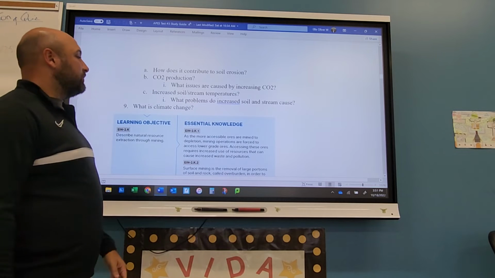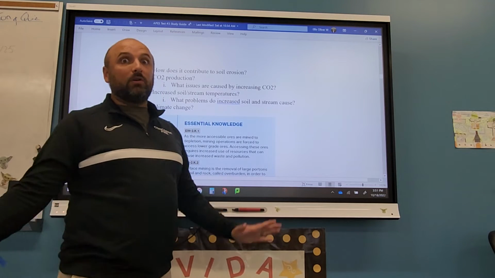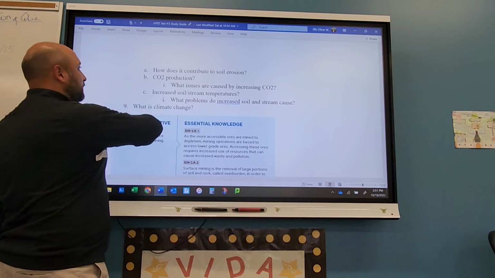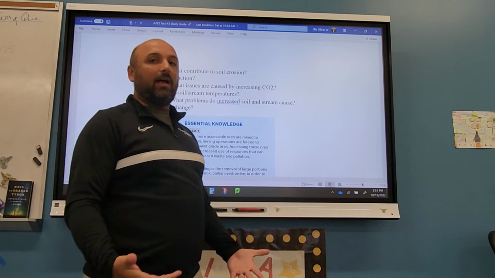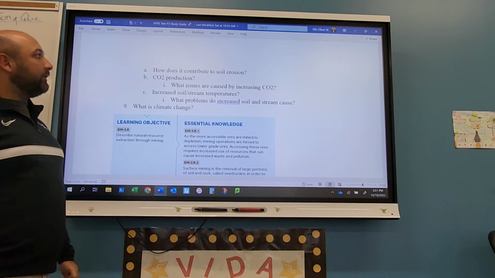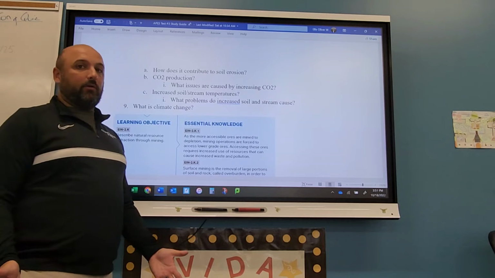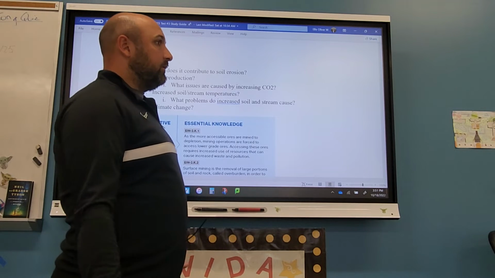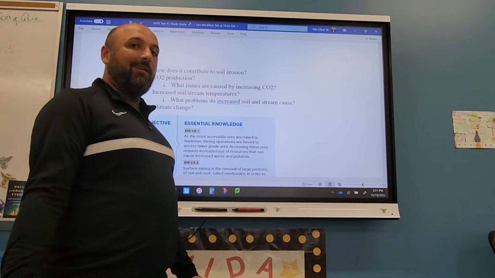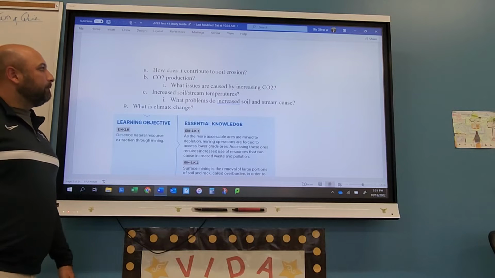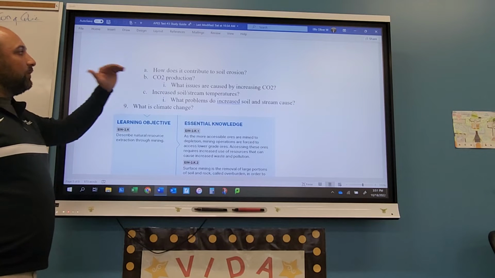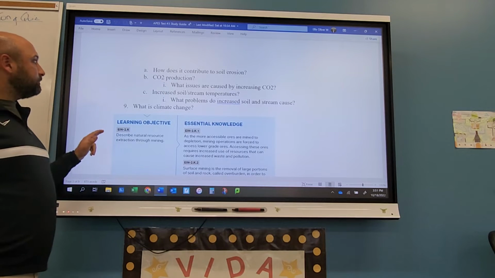Increased soil and stream temperatures. This one is big and I don't think people are going to remember it. I want you to remember it. Basically, when I cut down the trees, there's less shade. Less shade means the soil gets hot. Less shade means the water gets hot. Plants don't like to grow in hot soil. And creatures need a certain temperature range in the water in order to survive. So if it's too hot, it's a problem for everything. And so organisms will die and experience stress.